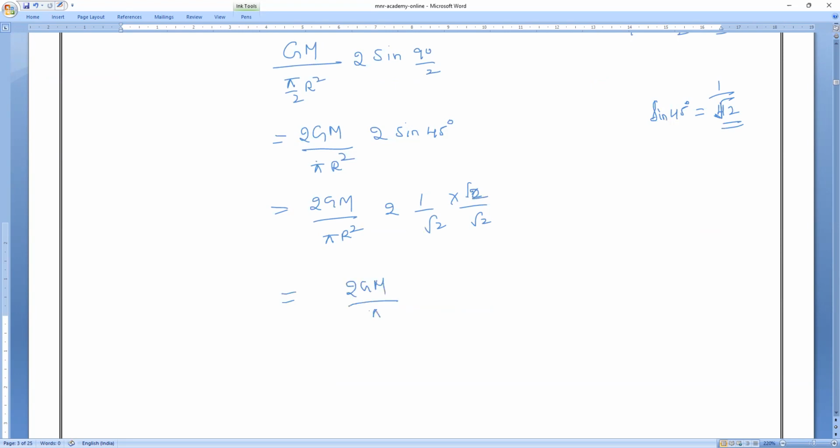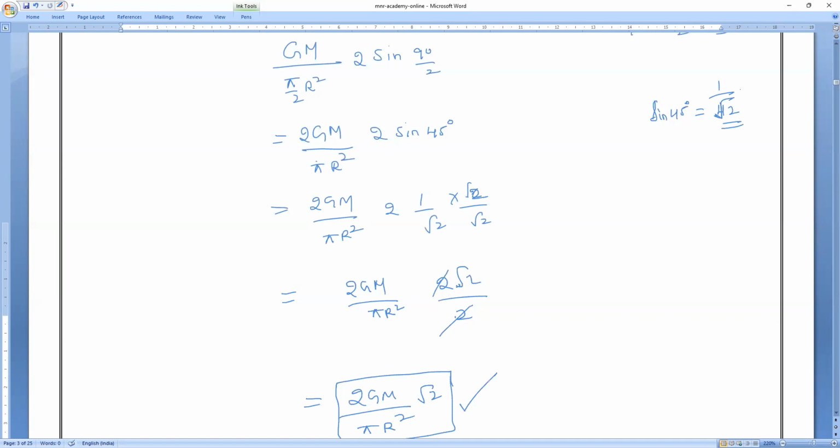So 2GM divided by pi r square. This will turn into 2 root 2 divided by 2. 2 will get cancelled. So what is the answer, everyone? 2GM divided by pi r square into root 2. Got the answer or not? Yes, sir, that is what.